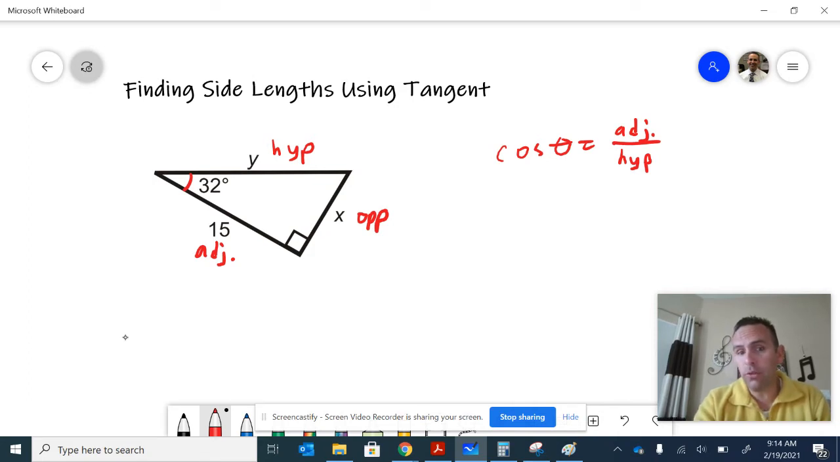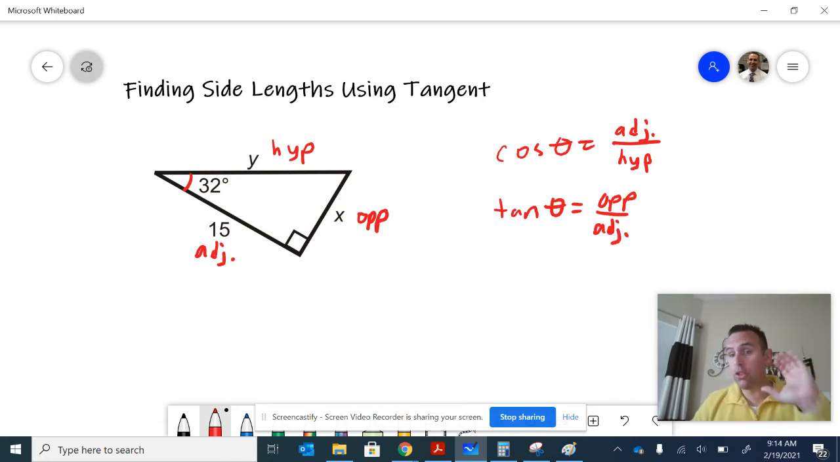If I wanted to find the opposite side, I would need to use tangent. The tangent of a given angle is equal to opposite side divided by the adjacent side. So both of those trig functions use adjacent, which is what I was given. That's the key. The third trig function that I did not write down is sine. Sine is opposite over hypotenuse. Notice in this example, we aren't given either one of those sides, so it wouldn't apply here.